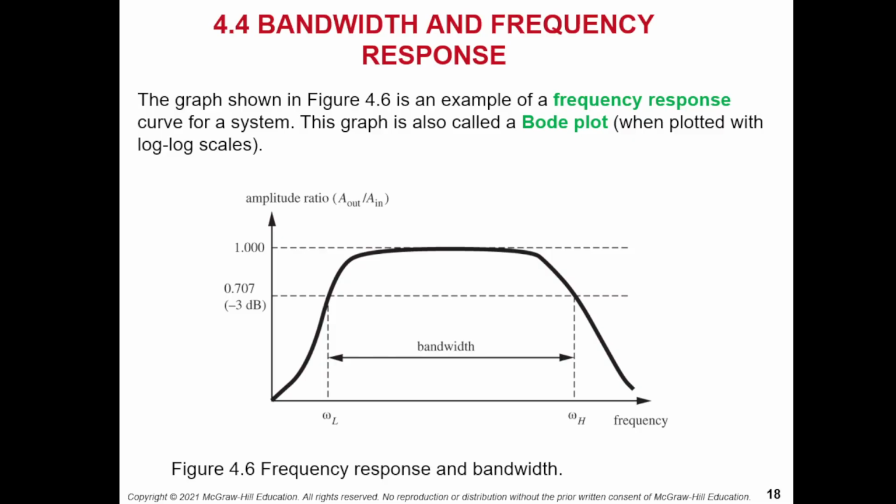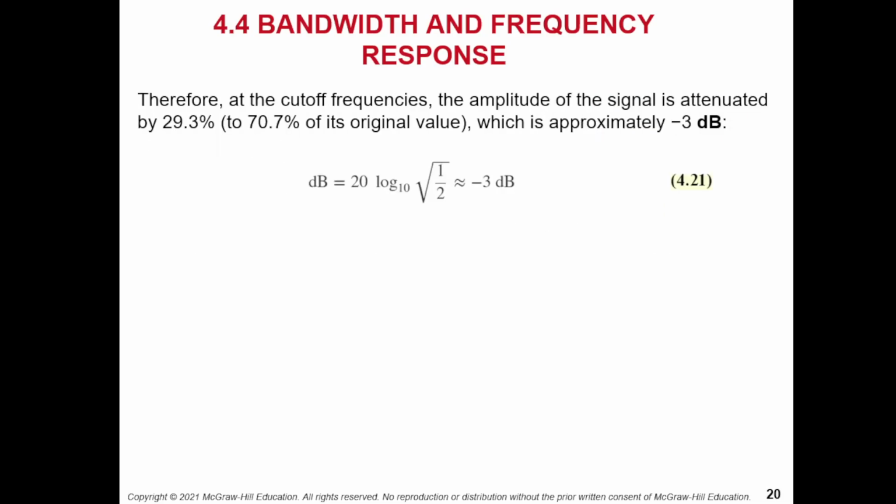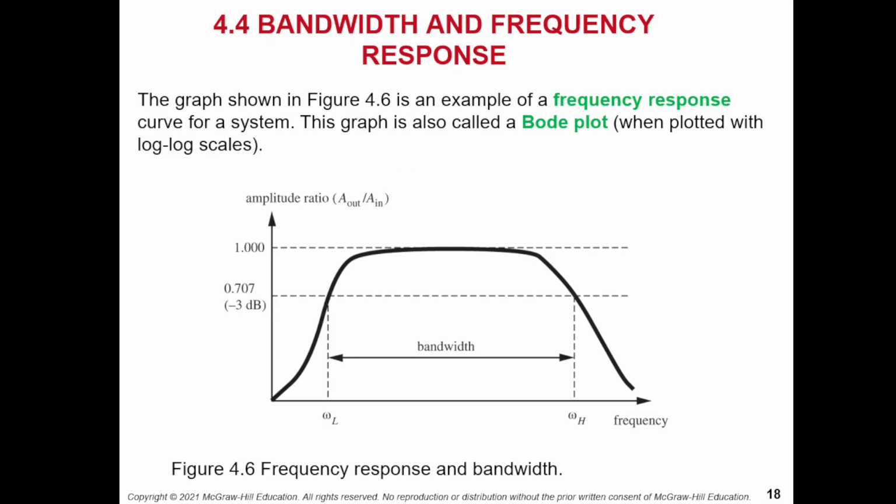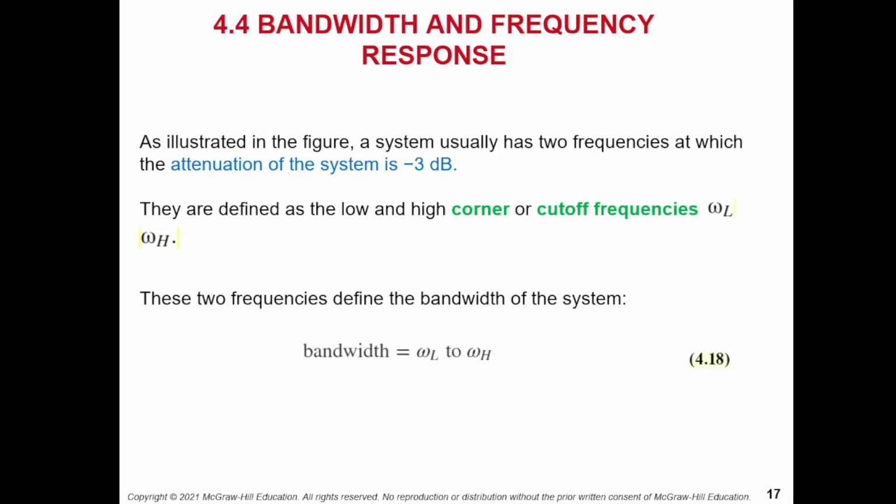Then we know the first intersection is omega L and the second intersection is omega H. The bandwidth is omega L to omega H. You cannot subtract omega L from omega H, or vice versa. This is not right. You just say, for example, from 100 hertz to 10K hertz. Don't do the subtraction.